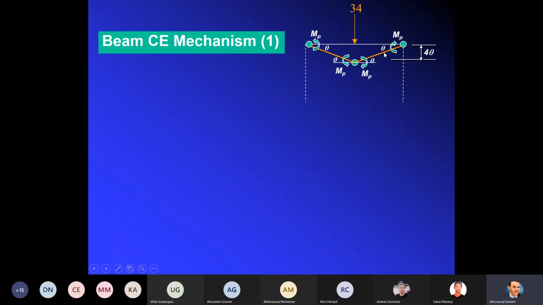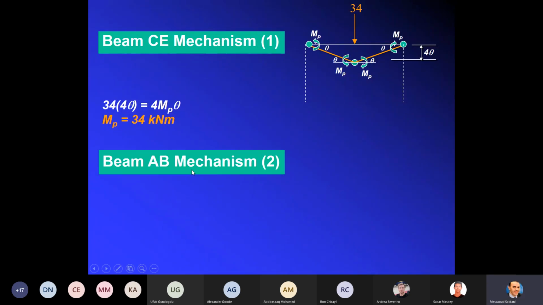MP at E. So the external work will be 34 times 4 theta, equals MP theta, MP theta, MP theta, and MP theta. So we have 4 MP theta for the internal work. The 4 and 4 here will cancel, and the theta with theta will cancel, and therefore MP is equal to 34 kilonewton meters. So MP for this mechanism is 34 kilonewton meters. Is that clear, everyone? Okay.